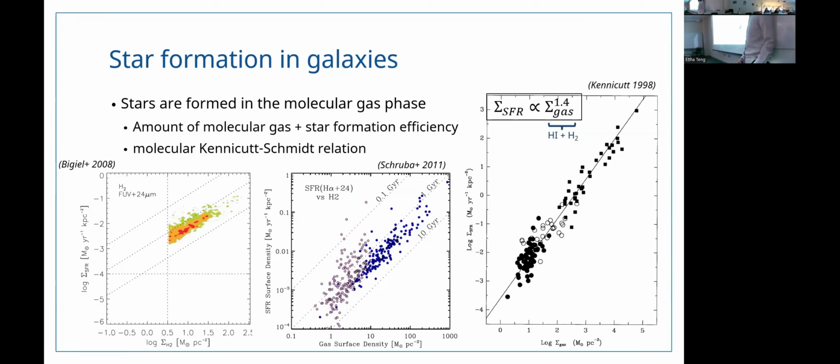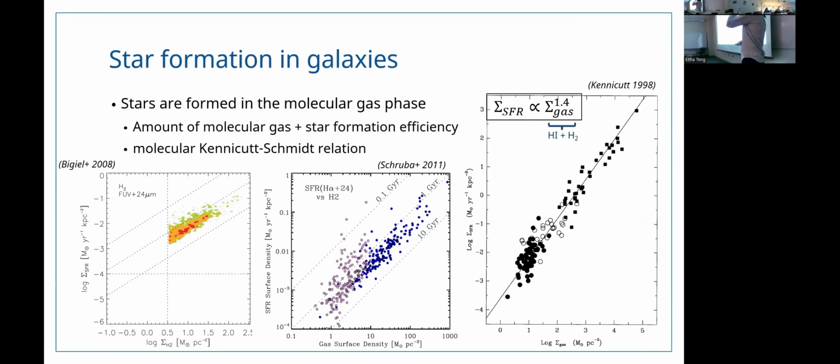So our motivation is to study star formation in galaxies. And we know that stars are formed in the molecular gas phase. So this means that the star formation process is controlled by both the amount of molecular gas and the efficiency of the gas being converted into stars. And these properties can be studied through the well-known molecular Kennicutt-Schmidt relation, which you can see from these figures, that star formation rates are found to be tightly correlated with the molecular gas surface density across a wide dynamic range.